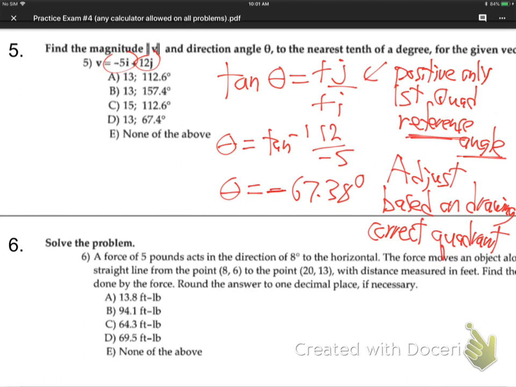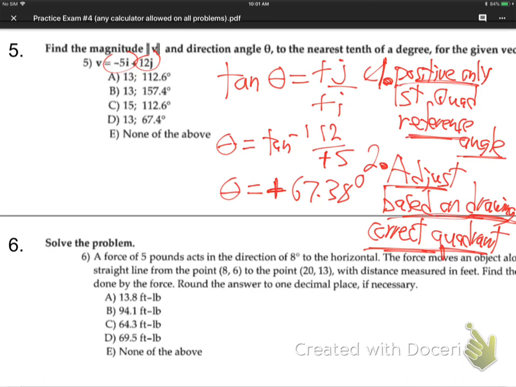So is everybody seeing this game plan? Sorry, I'm kind of being scribbly there. Can you read all that? So step number 1, do positive only. Get a first quadrant reference angle. Step 2, adjust it based on the drawing to the correct quadrant. That's the way to do it. See, the mistake is I made that 5 negative. So if you make it positive, then you'll get positive 67.38, won't you? Yeah. Good. So you get that.